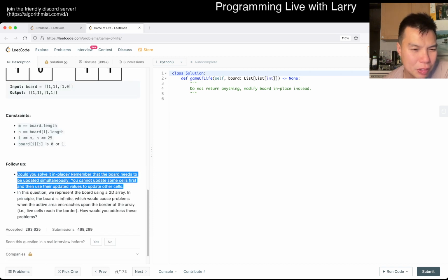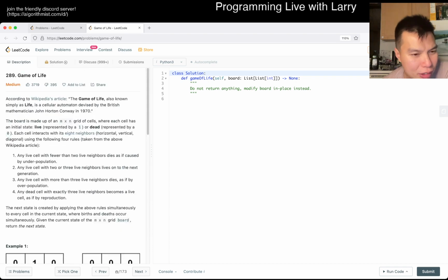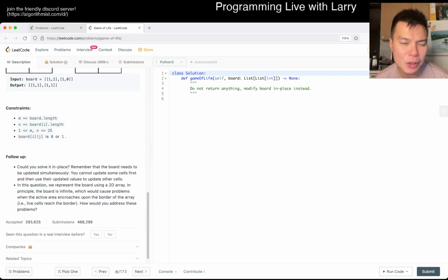The second part, which I guess we'll try to do now, is to do it in place, because the rest is relatively straightforward. I don't think this will be a medium anymore, to be honest, just because this problem is very old. That said, in an interview it will still be okay. But yeah, so how would you do this in place? I actually don't know. Let's see.